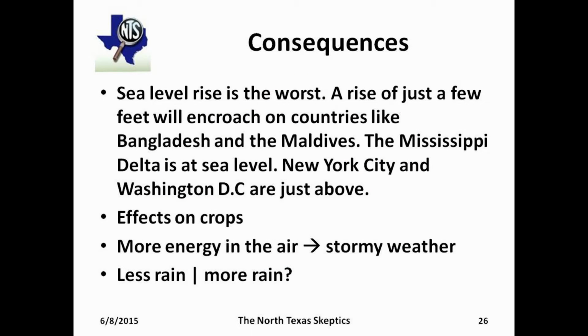Here are some of the consequences. Sea level rise is the worst. We also expect there to be effects on crops, and more energy in the air relates to more stormy weather. Some regions could have less rain, some could have more rain.